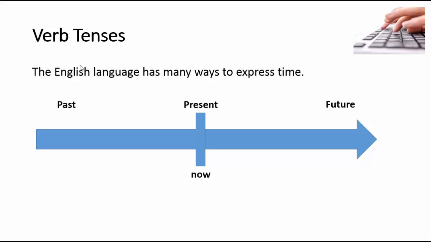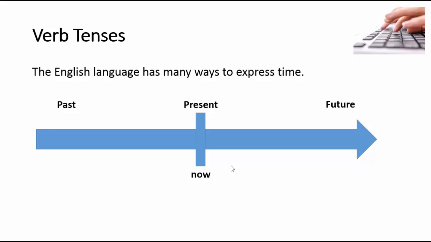Verb tenses are extremely important in business writing. The English language has many ways to express time, and this is one of the reasons why English is the world language. It's got a fantastic array of options to express time, and in business this allows you to write with subtlety and carefully construct meaning around time.